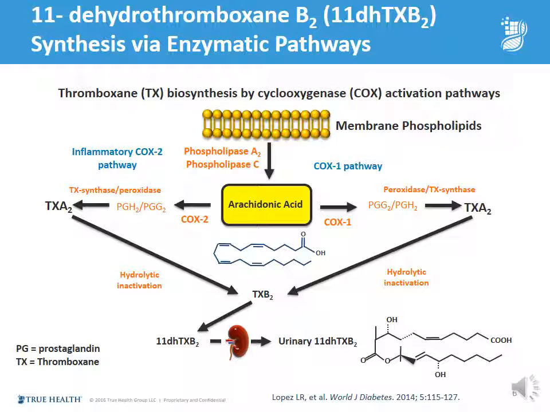So the important take-home from this slide is that arachidonic acid has two enzymatic pathways where it can be converted to thromboxane A2. Too much production of thromboxane A2 results in platelet hyperactivity and other vascular effects. Thromboxane A2 is converted to its metabolite, which is further metabolized, and the metabolite winds up in the urine where we can measure it. So increased urinary 11-dehydrothromboxane B2 is indicative of a state of excess thromboxane A2 activity associated with platelet hyperreactivity, which is certainly a cardiovascular risk factor.